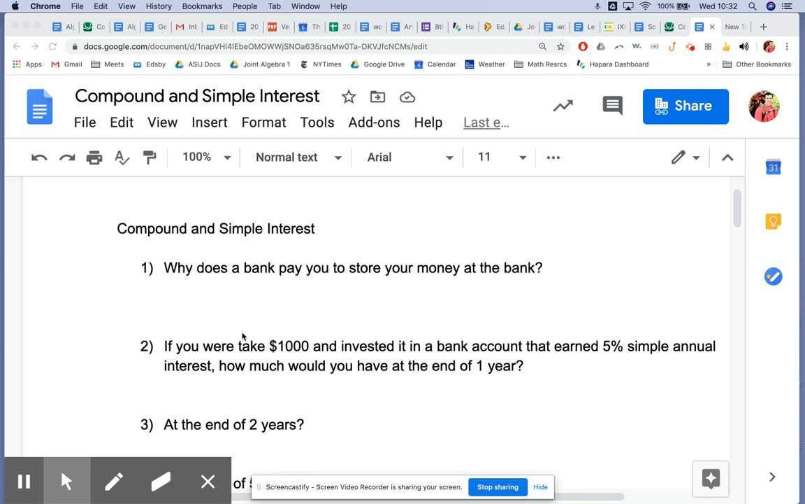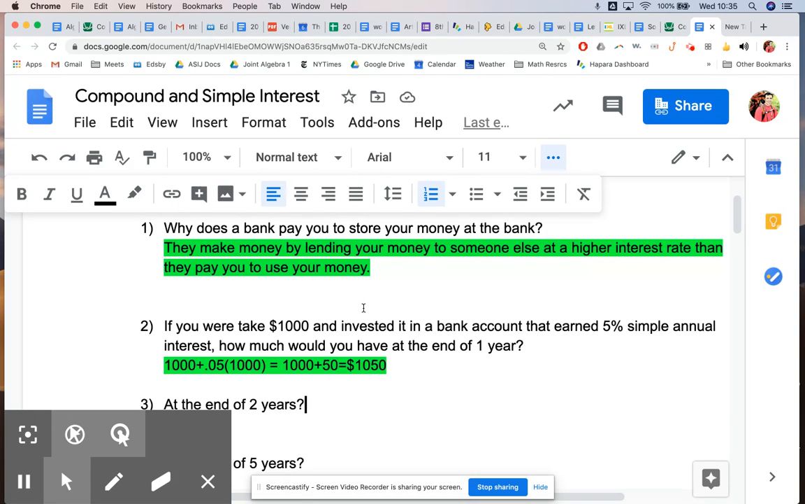Let's say you had $1,000 and you invested it in a bank account that earned 5% simple annual interest. We want to know, how much would you have at the end of 1 year? Well, we're still going to have the $1,000, plus we're going to have an extra 5% of that, and 5% of 1,000 is $50. How do we find that? 5% as a decimal is 5/100ths. 5/100ths times 1,000 is 50, and so we're going to end up with $1,050.